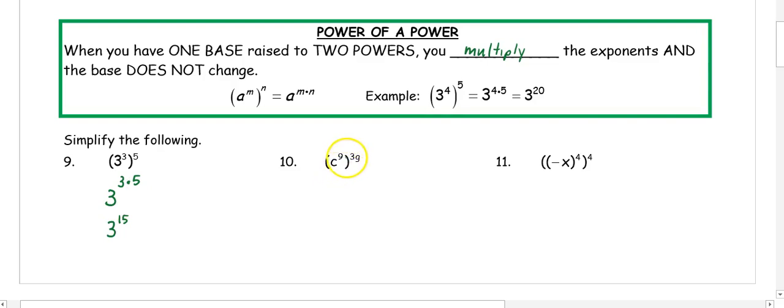Number 10, we have c to the 9th, parentheses, 3g. So when I multiply c to the 9 times 3g, 9 times 3g is 27g. So we have c to the 27g. And our last one, we have parentheses negative x to the 4th, parentheses 4. So we're going to have negative x still in parentheses, and we're going to multiply 4 times 4. So we get negative x to the 16th power.